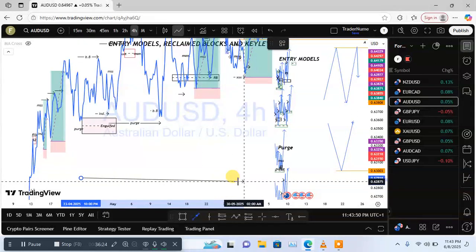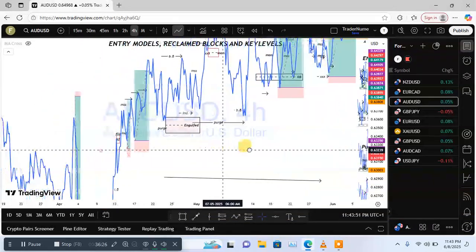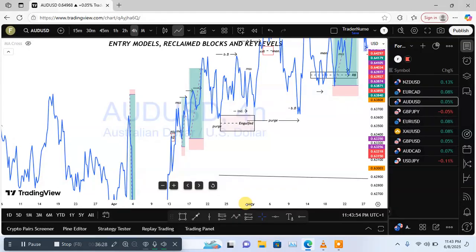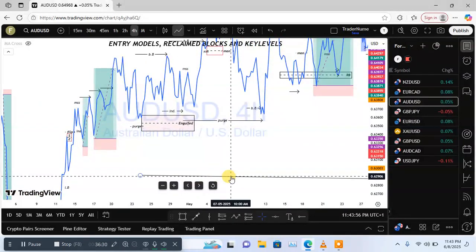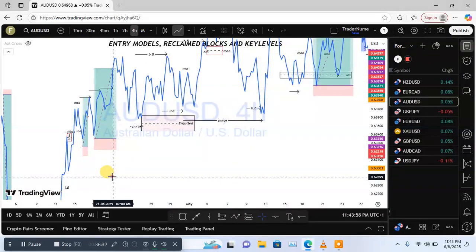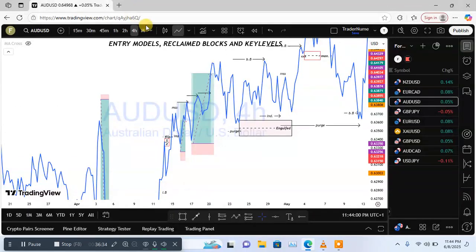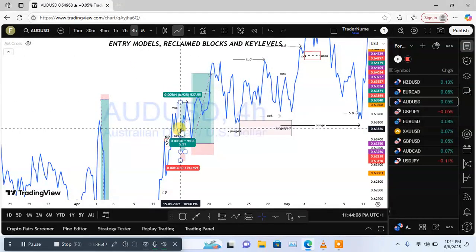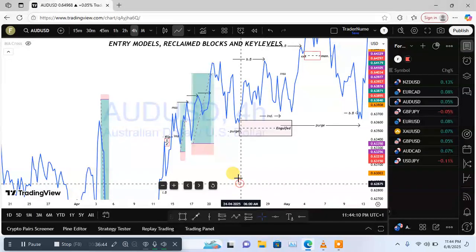We have a lot of levels to look out for on the 4 hours. That's just the way I trade, I don't trade more than that. But you can go to monthly, you can go to weekly, you can go to daily to look out for key levels, and so forth and so on.